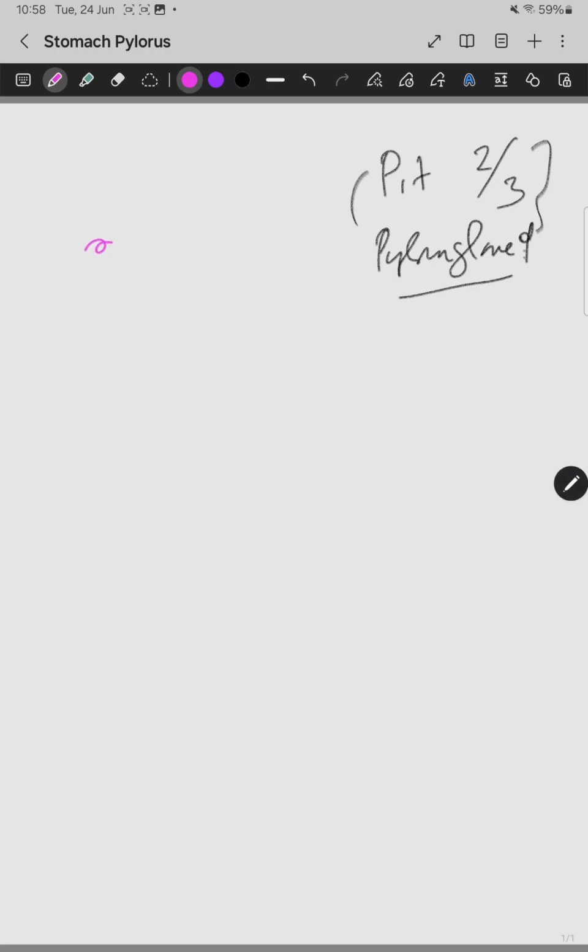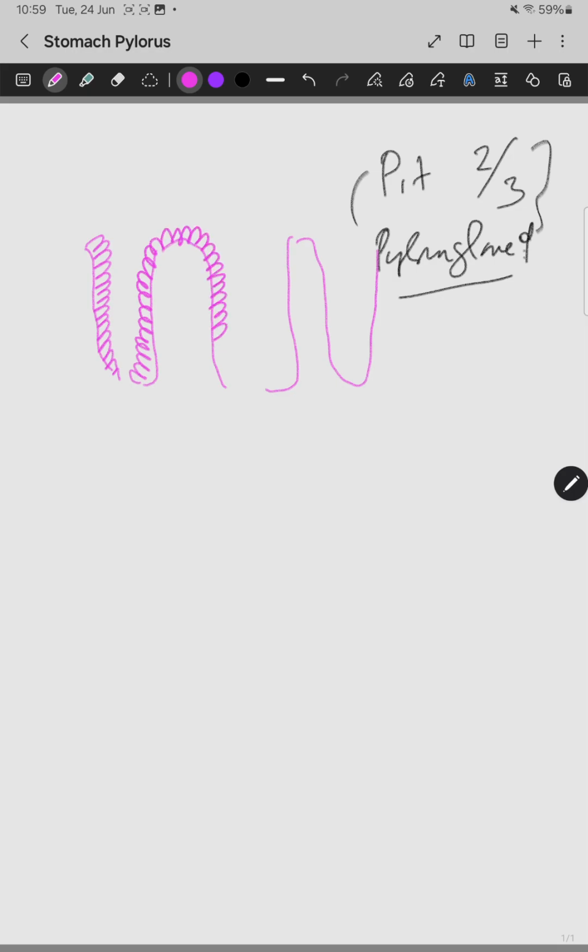So when you draw the pit, they are very deep. So the pit should be about 2/3. So draw the pit like this, very deep pit. And the cells lining the pit are the same. That is the tall, columnar, compactly arranged cells you can see. And they are eosinophilic. So you can stain the cytoplasm with this pink color, that you can do later.